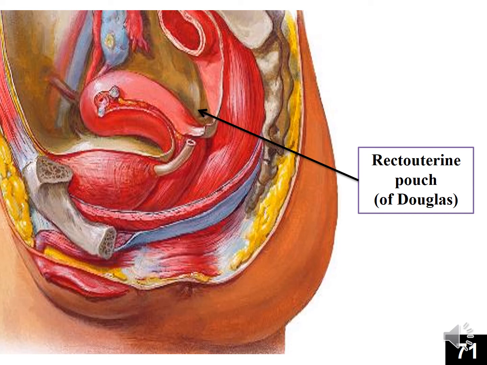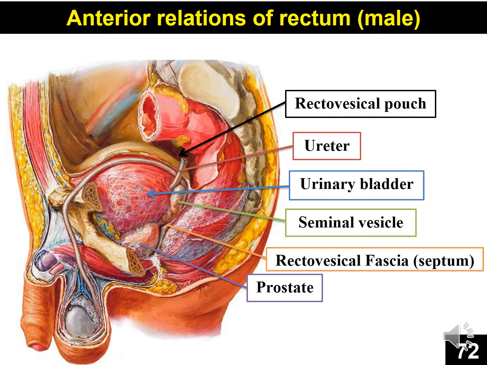This is also the rectouterine pouch. See how nice the peritoneum is, it descends from the anterior surface of the rectum and turns over the posterior surface of the uterus to create the pouch of Douglas. Also this is the rectovesical pouch, the same thing. This peritoneum, you can see the urinary bladder marked in blue, you can see the ureter in red, the rectovesical pouch in black, and the seminal vesicle in green.